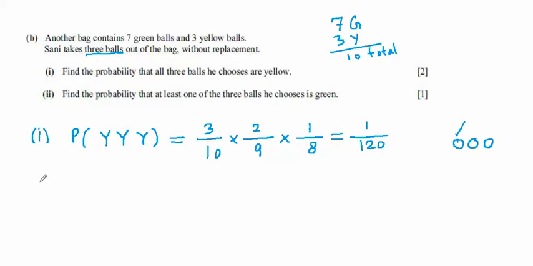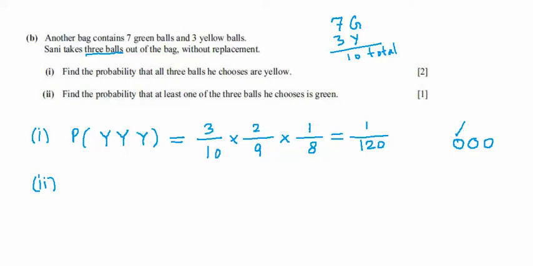Okay. Then part 2. Find the probability that at least one of the 3 balls he chooses is green. It's only a 1 mark question. It means there will be a shorter way. Otherwise, if you do in detail, it will be quite long working.